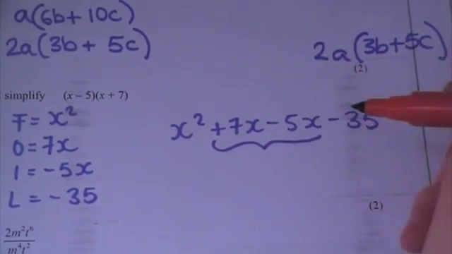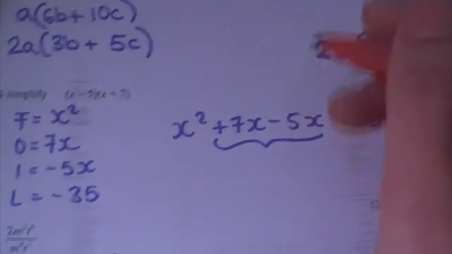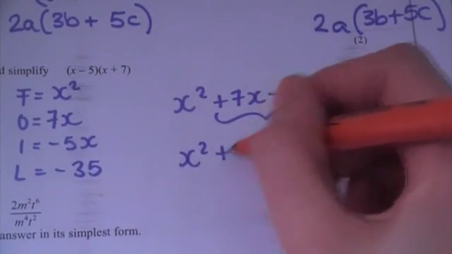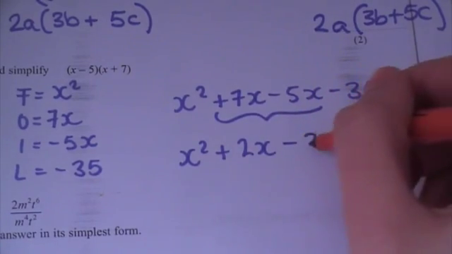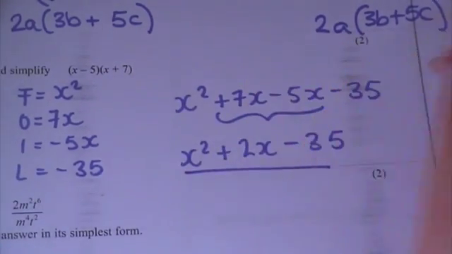These can be collected together. So if you have 7 of something, you take away 5, I've just got 2 left. X squared add 2x minus 35. So my final answer.